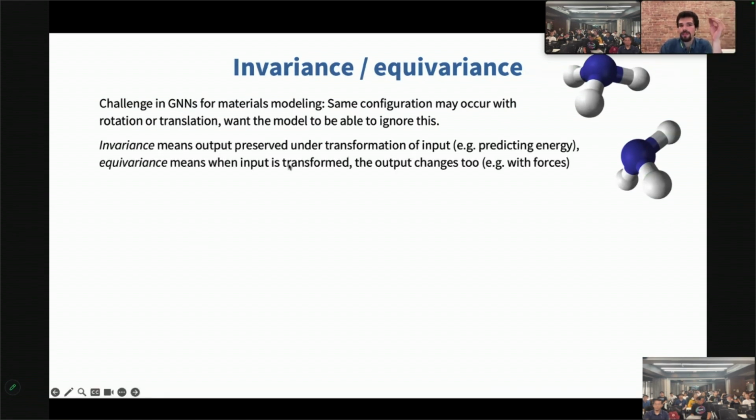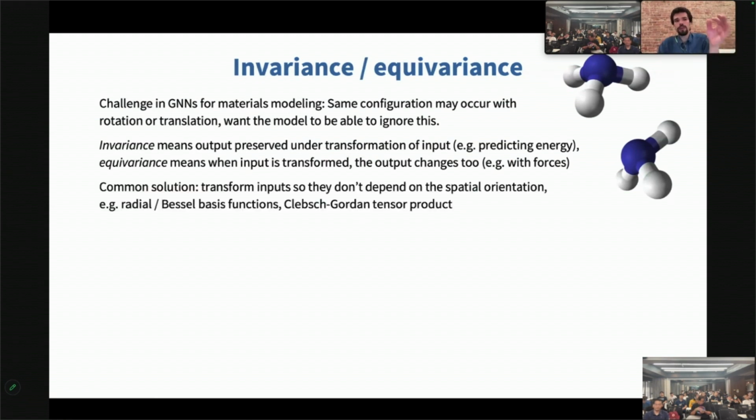So invariance means the output is preserved under a transformation, like predicting energy. Equivariance is something where if you transform the input, the output changes too. Like if you're trying to predict forces, you rotate the input, you rotate the forces, because forces are vector quantities and energy is a scalar quantity. So invariance and equivariance are related concepts. Sometimes you want one, sometimes you want the other.